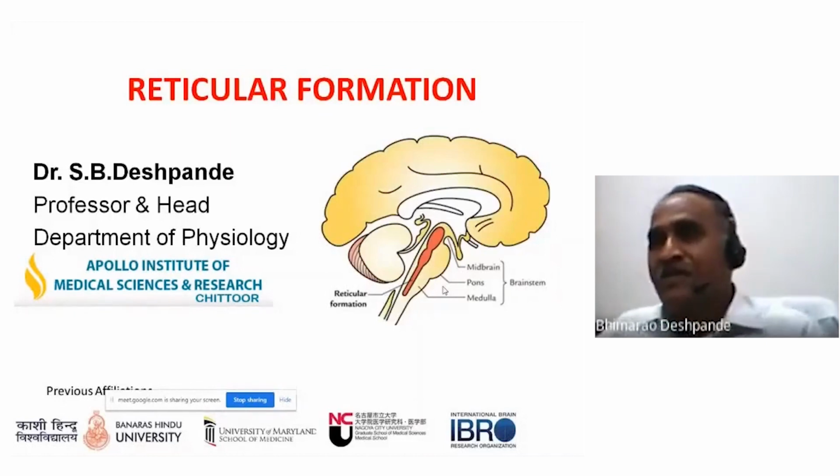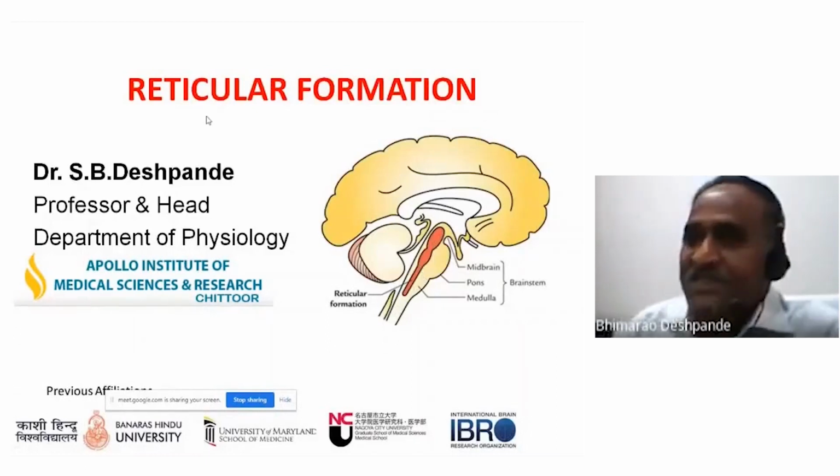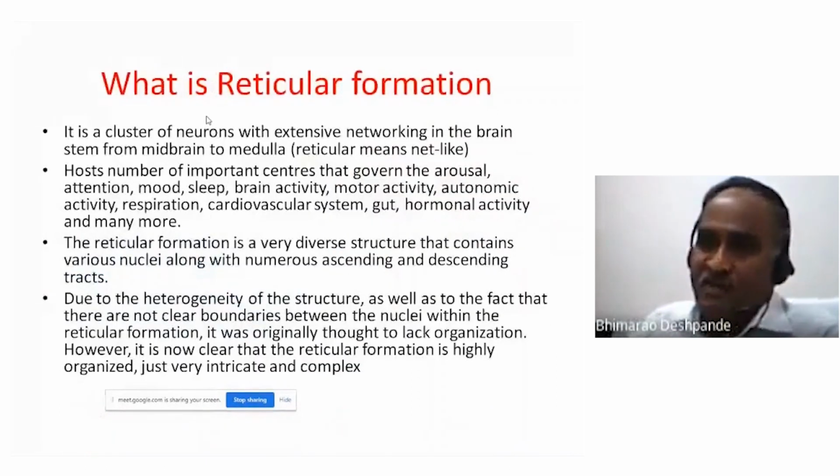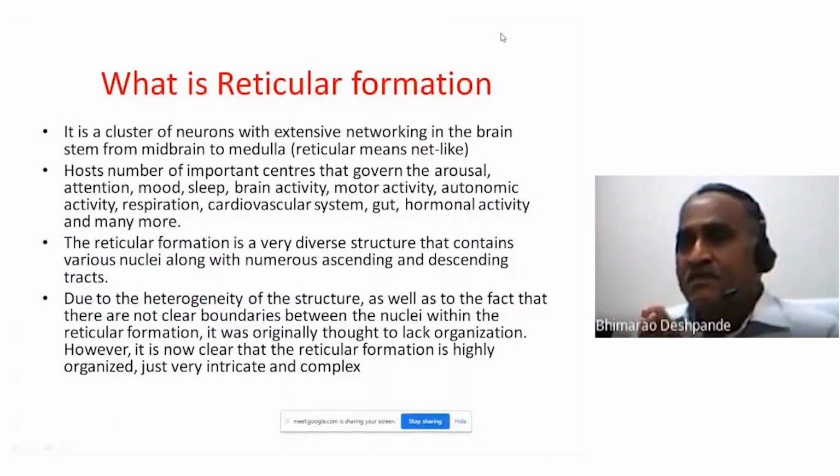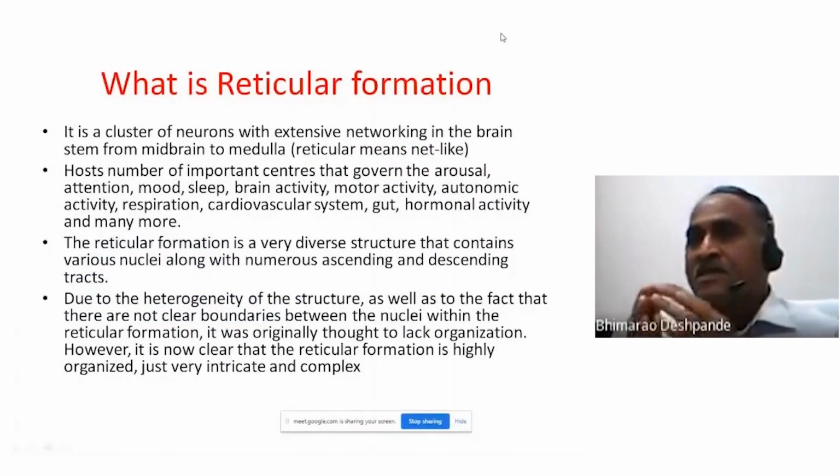Okay, so now here is the brain structure. You have a club-shaped red part here. That is your reticular formation. Next slide. What is reticular formation? Reticular formation, you see, is the part in the midbrain, pons and medulla.